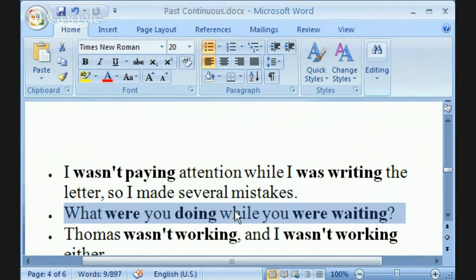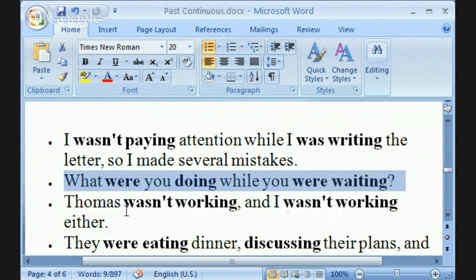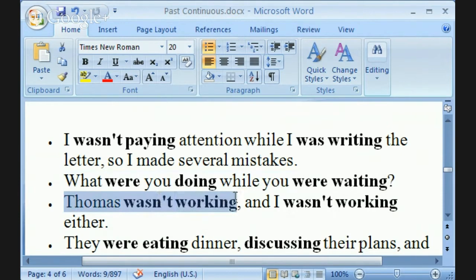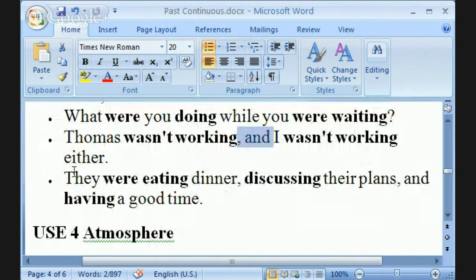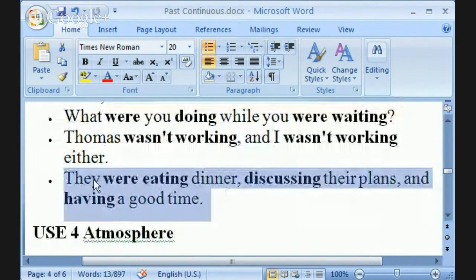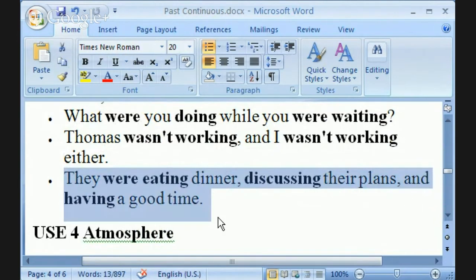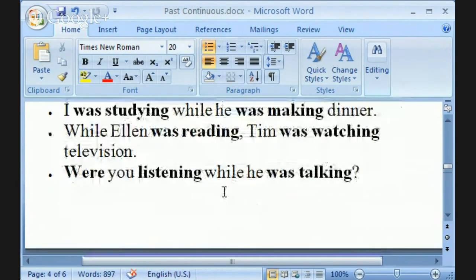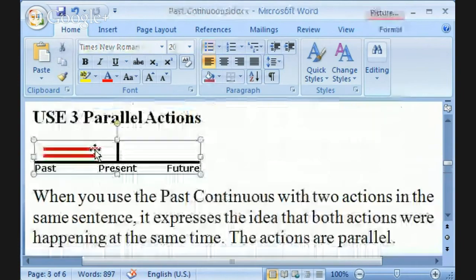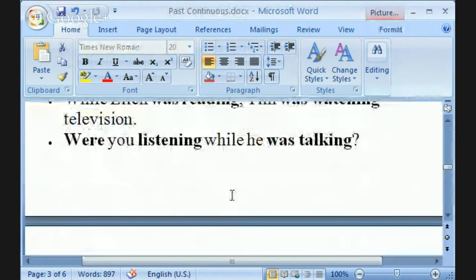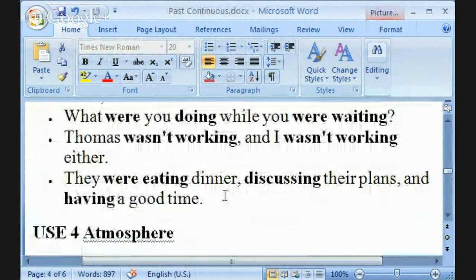Another question form, what were you doing while you were waiting? Okay. Thomas wasn't working, and I wasn't working either. All right. Fine. The next example, we have three things going on at the same time. Nothing wrong with that either. They were eating dinner, discussing their plans, and having a good time, all at once. Obviously, if that were a diagram, that would be three red lines. Okay, no problem with that. That's perfectly fine.